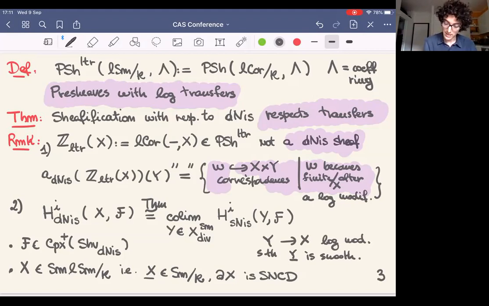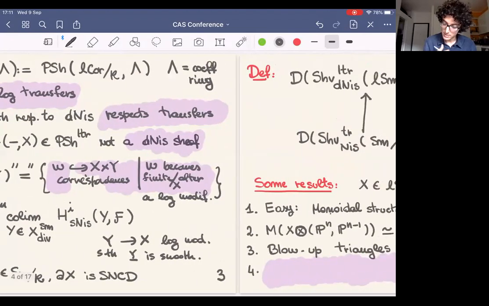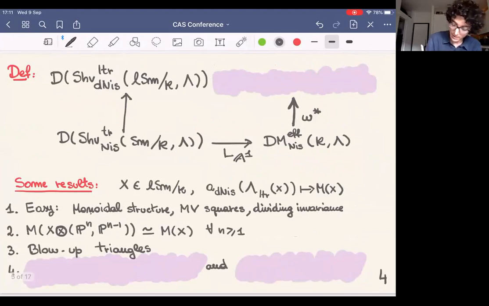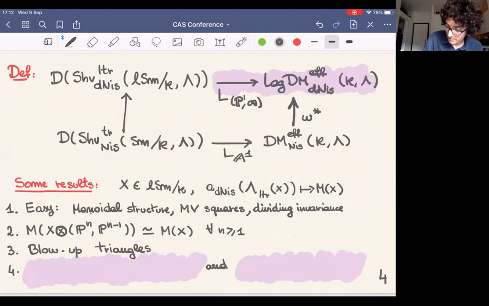Okay, so some of these things were already discussed yesterday, some not. But now anyway, we are ready to redefine our category of motives. So we start from the category of dividing Nisnevich sheaves with log transfers. And we have said that, well, take the localization with respect to this box guy, and you get logDM in is K lambda, okay? And we have this nice commutative diagram.